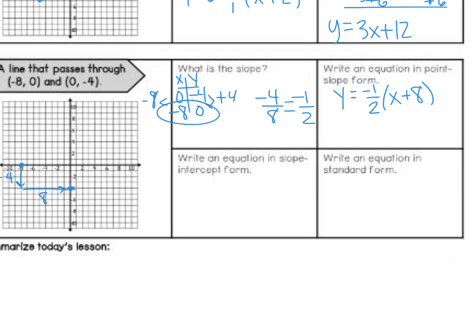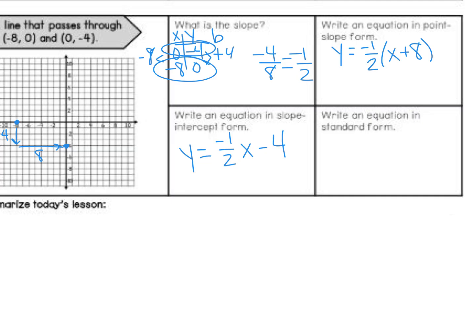So then what is this in slope-intercept form? Do we already have a b value? Y equals what? -1/2 x minus 4. All right, and then the standard form is the one we did yesterday, right? So x and y on the same side.